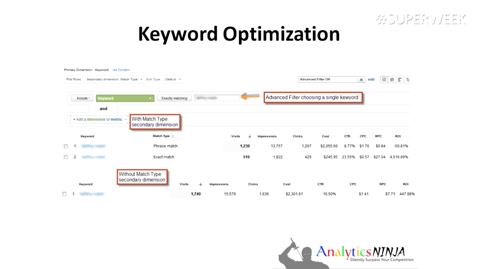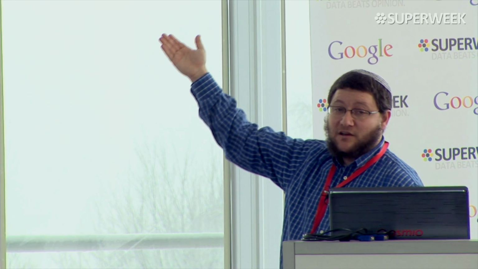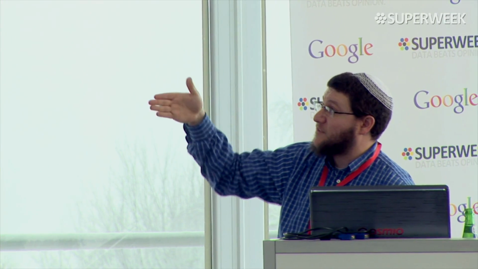When I apply a secondary dimension of match type and I look at the difference between, let's say here, phrase and exact, we have a much different story. The phrase match is spending more money and it's having a lower return on investment, where the exact match is really where I want to be. Okay? So always remember to segment by match type when optimizing keywords in AdWords.